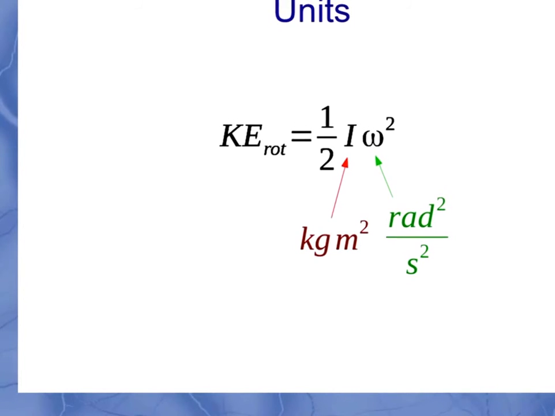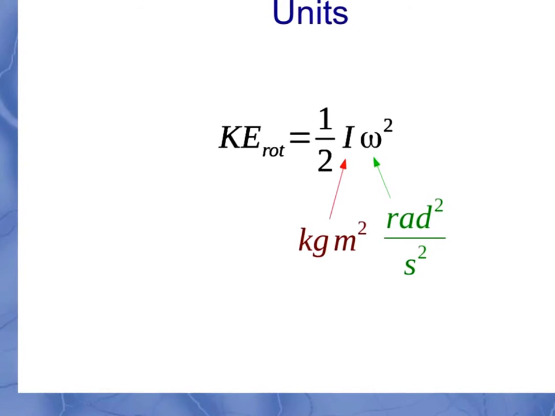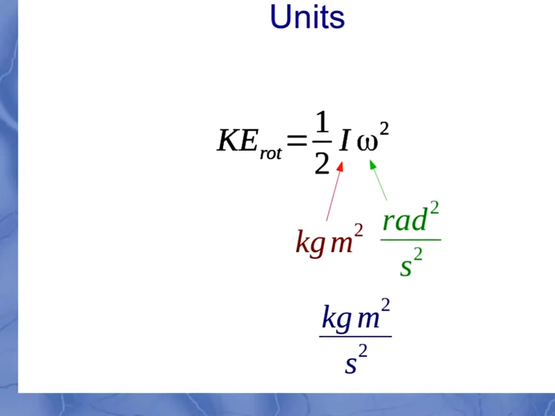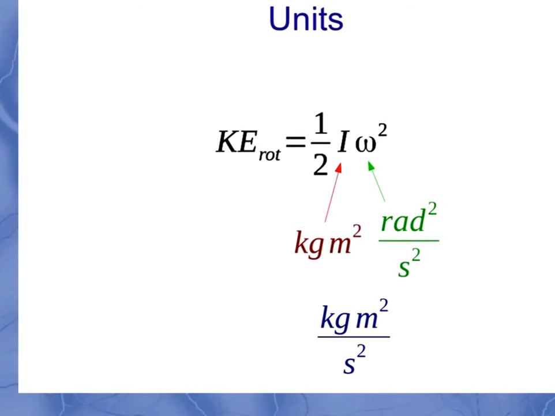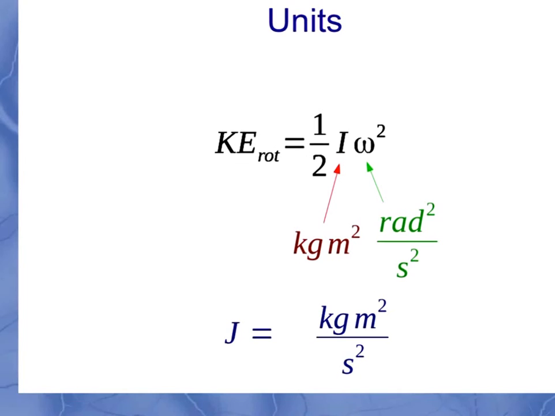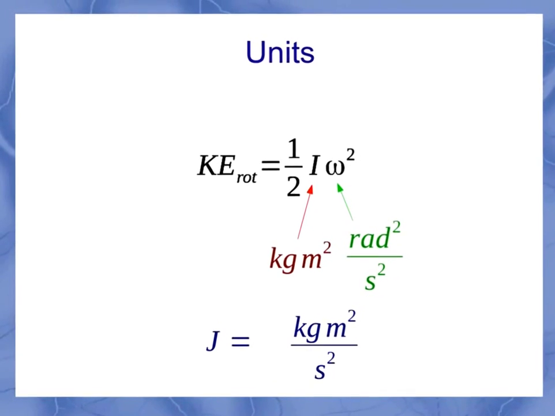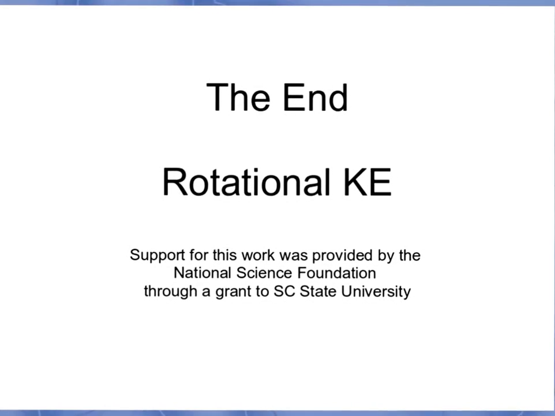Then, if I remember that radians is really just a placeholder unit, I can see that all of this put together is really a kilogram meter squared per second squared. And going way back to our early discussions, that is the joule, which is the unit I expect for any kind of energy, including kinetic energy. So that shows me my rotational kinetic energy.